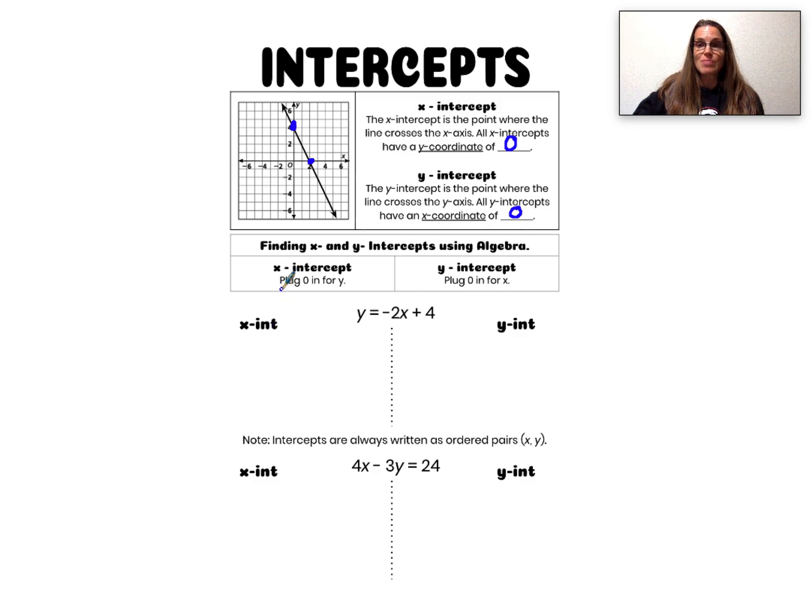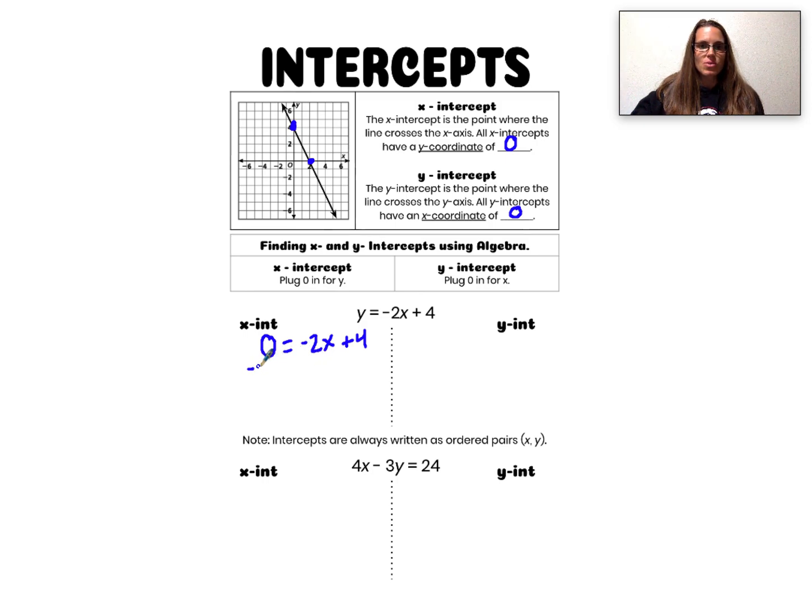The x-intercept has a y-coordinate of 0, so I'm going to plug in 0 for y. This makes sense because what I'm trying to find is the x-coordinate of the x-intercept. So x shouldn't disappear, the other variable disappears. I'm trying to find the value of x when the line crosses the x-axis.